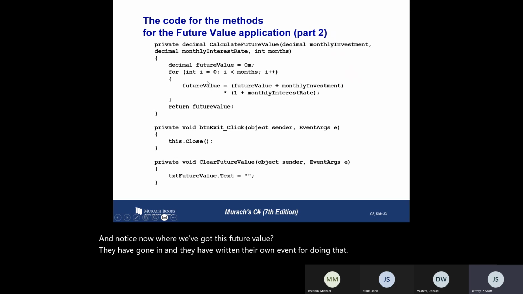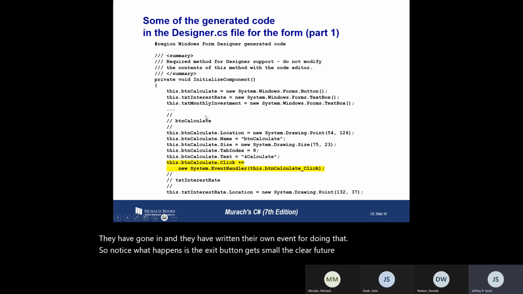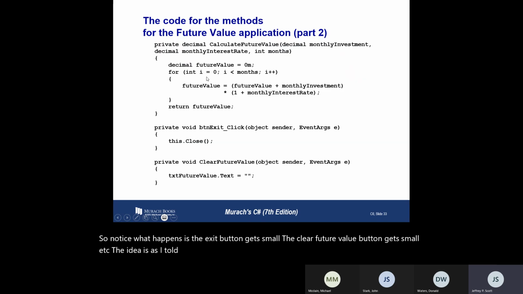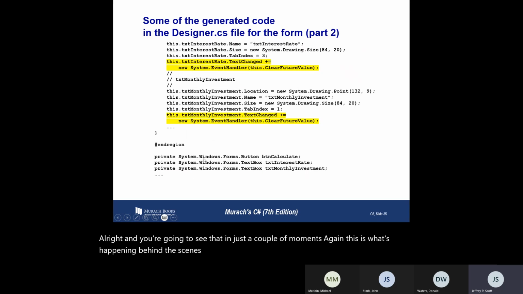So notice what happens is the exit button gets small, the clear future value button gets small, etc. The idea is, as I told you, we do not want to put a lot of executable code inside the events for a control. Ideally, we want to put in nothing. And you're going to see that in just a couple moments. Again, this is what's happening behind the scenes, so I'm not going to go over that.